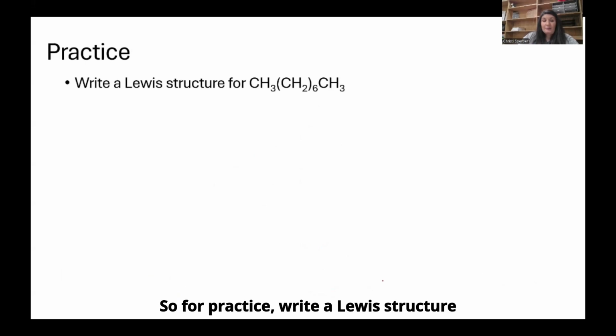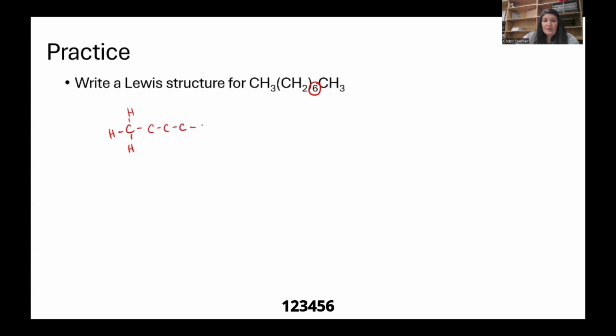So for practice, write a Lewis structure for CH3(CH2)6CH3. Pause the video, work on that, and then when you're ready, unpause and we'll go over it. So for this, I'm going to first write my CH3 group, and then I have 6 CH2 groups. So I'm going to write out 6 carbons, 1, 2, 3, 4, 5, 6, and each one has 2 hydrogens bonded to it. So I'm going to write out my hydrogens.